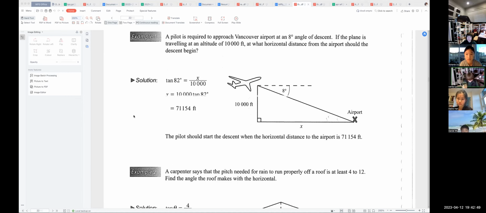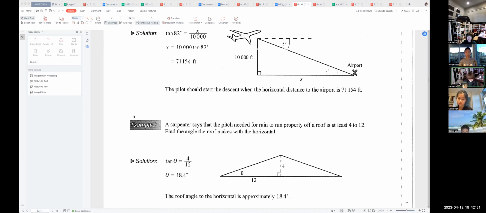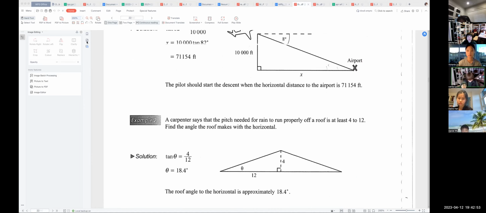Okay, so you can use 8 degrees or 82 degrees. It doesn't matter. Let's take a look at this one, the carpenter. The carpenter says that the pitch needed for rain to run properly off a roof is at least 4 to 12. So what is the pitch? I think everybody has a house, right? In your house, you have an angle, for the rooftop and the real house, so that the rain can run off properly.